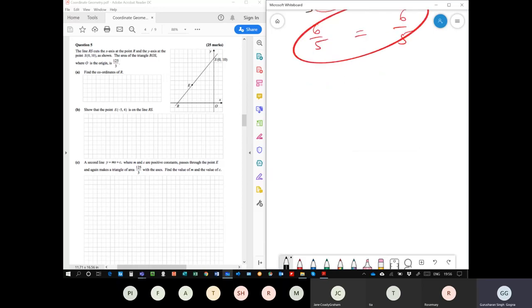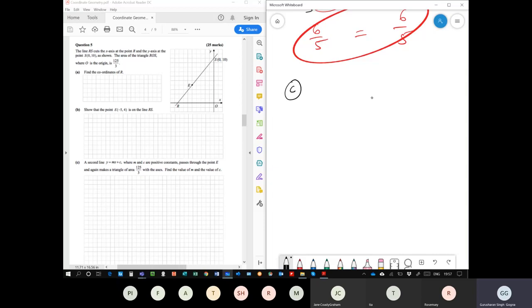Sometimes the first approach is good, sometimes the second approach is good. Okay, so the next part: a second line y equals mx plus c passes through the point E and again makes a triangle of area 125 over 3. Find the value of m and c.